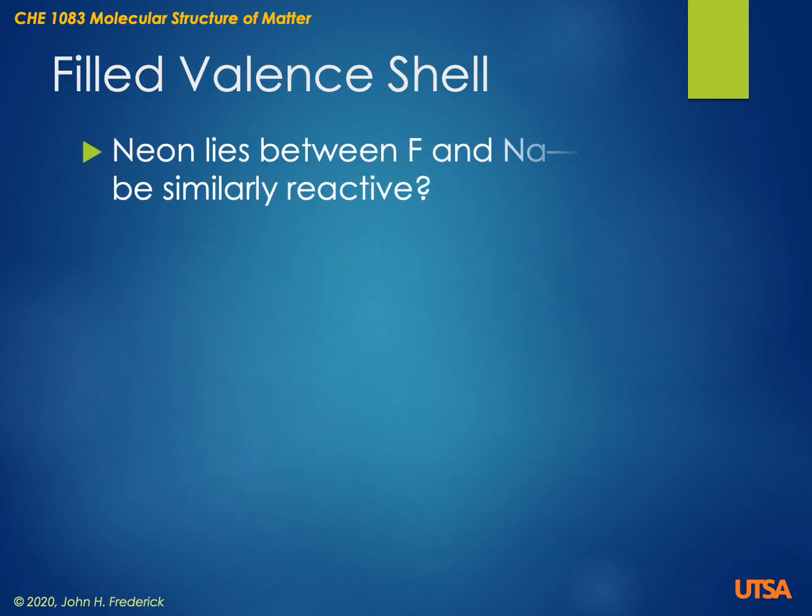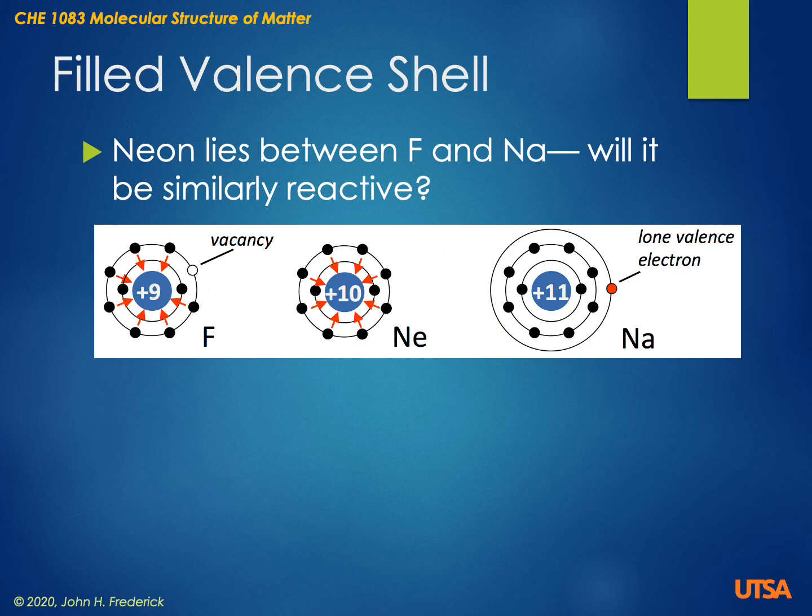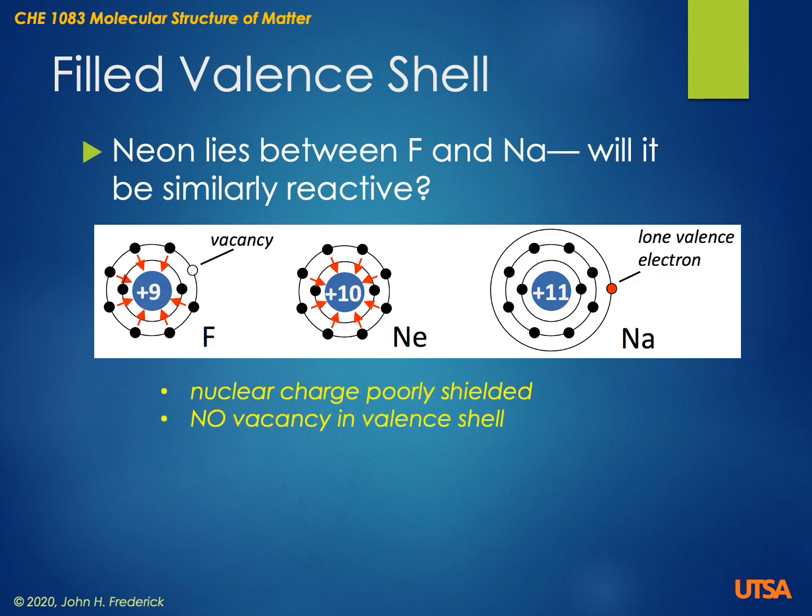Now let's take a look in between. In between fluorine and sodium is neon. And you might ask, would it similarly be reactive, since fluorine and sodium are among the most reactive elements? Well, there are 3 Bohr diagrams. We've seen fluorine and sodium already, but let's take a look at neon. Neon is element number 10. It has only 2 core electrons, so it has limited shielding there. Nuclear charge is poorly shielded. There is no vacancy in the valence shell. In other words, all of the electrons that can benefit from having poor core shielding are already there.